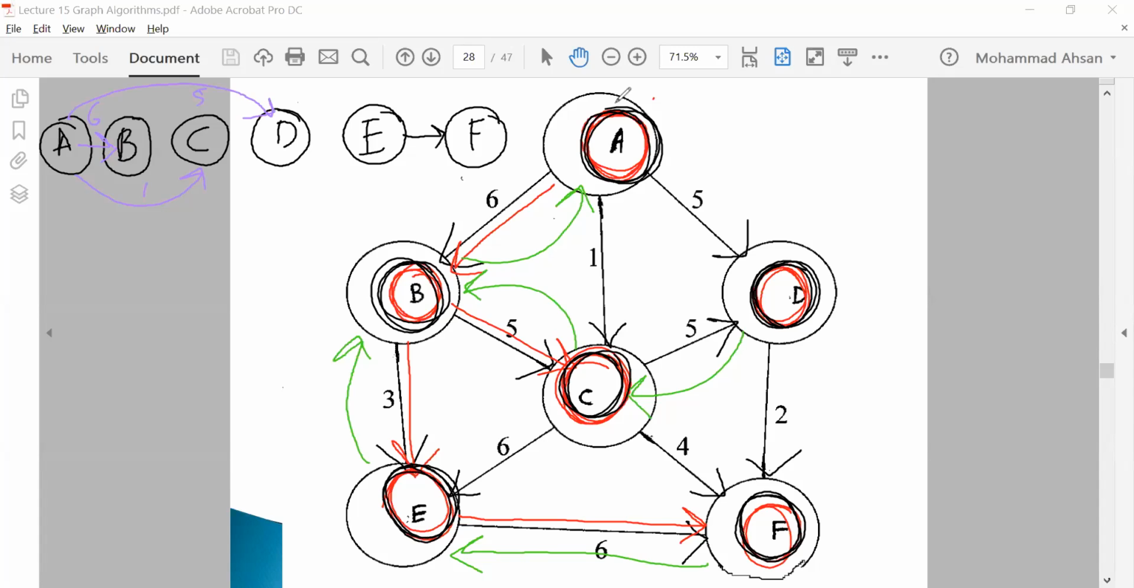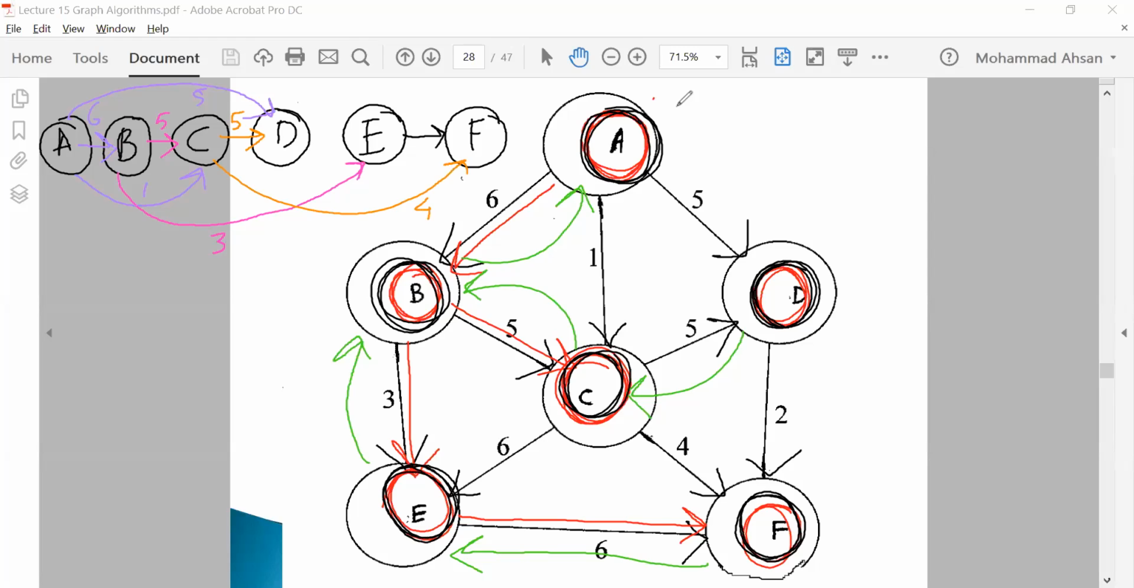Now moving on to B. From B there are 2 edges, B to C with a weight of 5, and B to E. So B to E goes like this, and the weight is 3. Okay, done all the edges of B. Next you see C. C has 2 outgoing edges. One is C to D with a weight of 5, and C to F with a weight of 4.